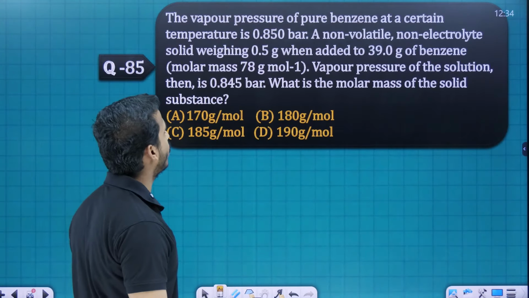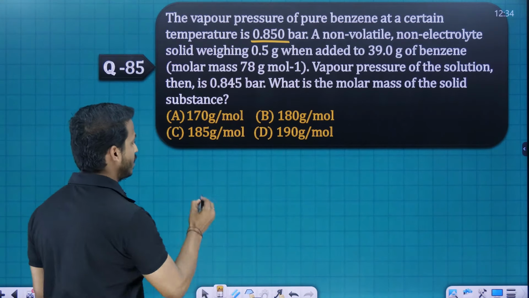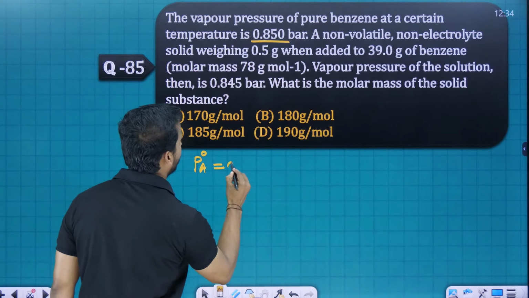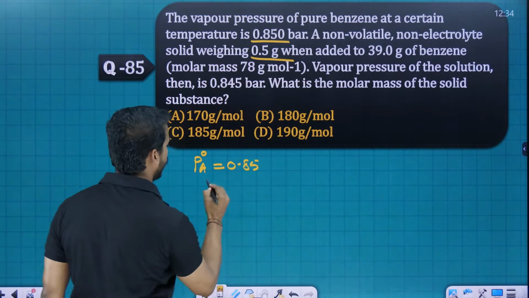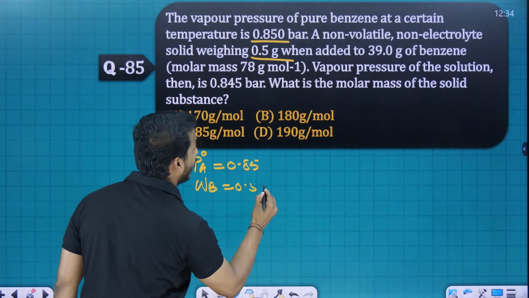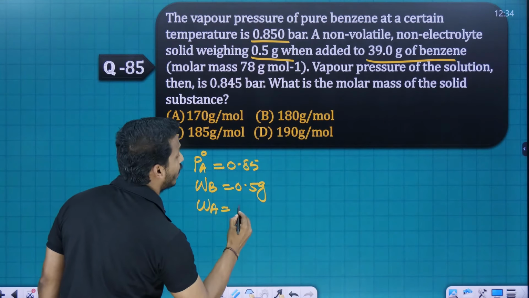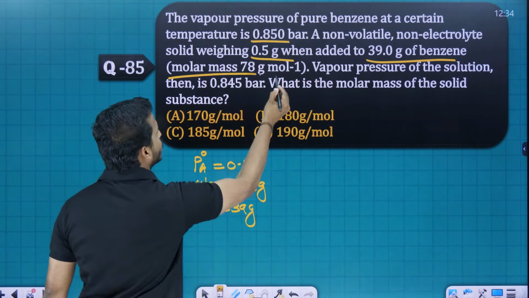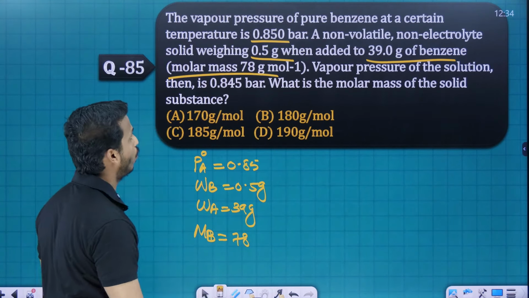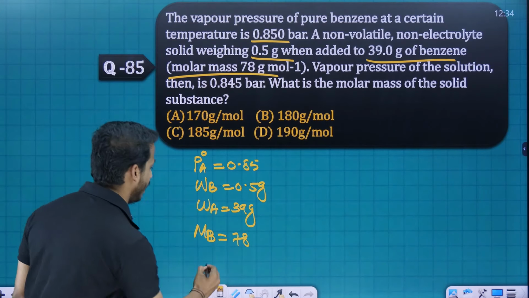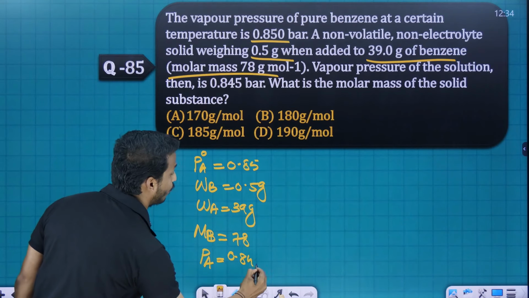The vapor pressure of pure benzene at a certain temperature is, so vapor pressure of pure benzene, which means P0A, is given 0.85 bar. A non-volatile, non-electrolyte solid weighing, so weight of solute is given 0.5 gram, is added to 39 gram benzene. So that is the weight of solvent, 39 gram. Its molar mass is already given, so MB is already given 78 gram per mole. Vapor pressure of the solution then is, so vapor pressure of the solution means PA is given 0.845.